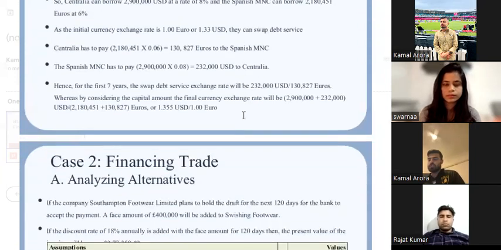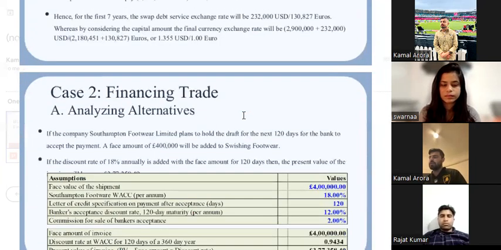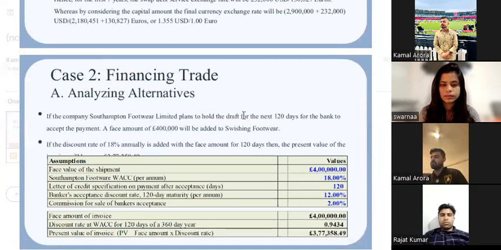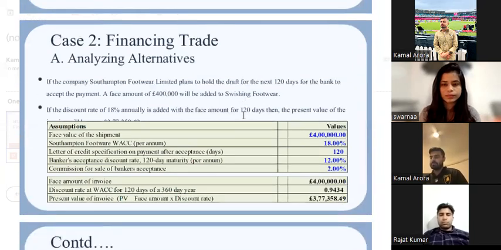So now, sir, case 2, my another group member, Swarna, will elaborate. Over to you, Swarna. Thank you, Kamal. Thank you so much.